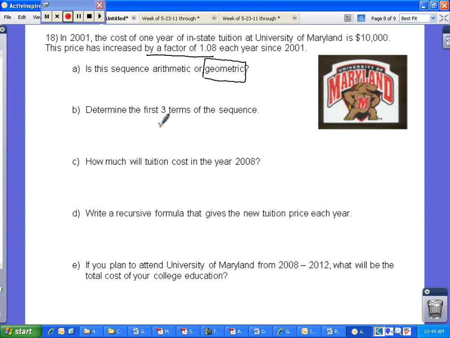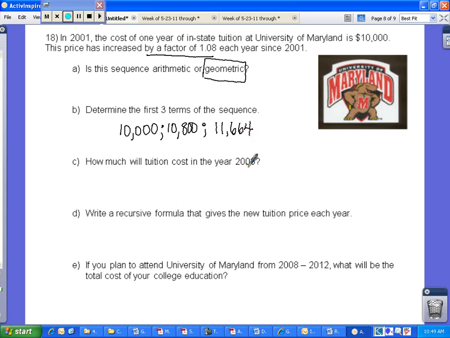So the first 3 terms are going to be 10,000 is the first one. Then you're going to multiply 10,000 by 1.08, and you're going to get 10,800. And then the third term, you're going to multiply that by 1.08, and you're going to get 11,664.